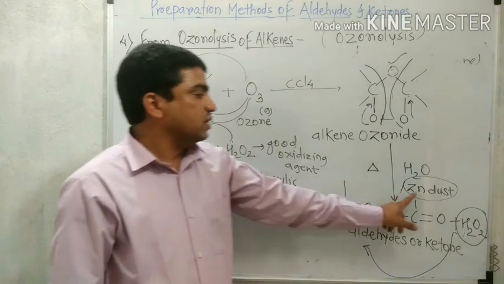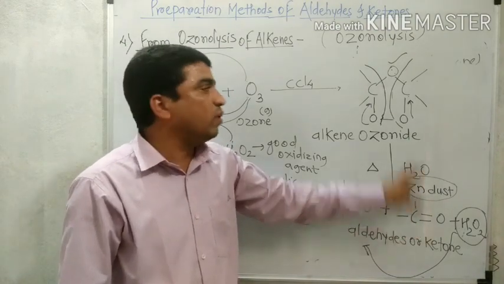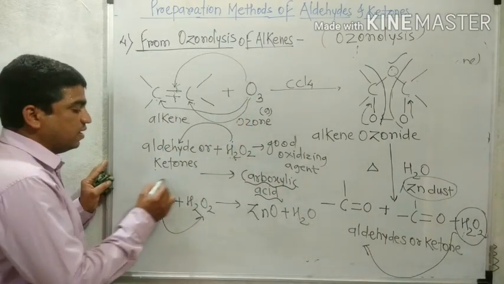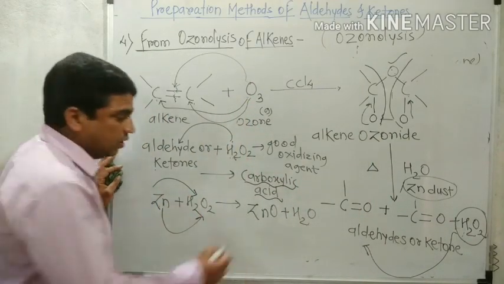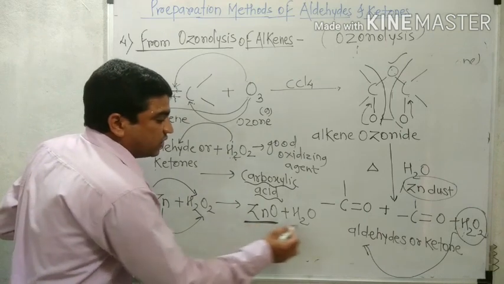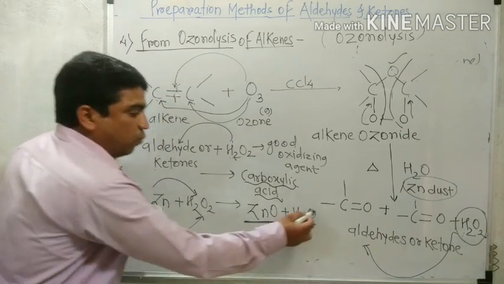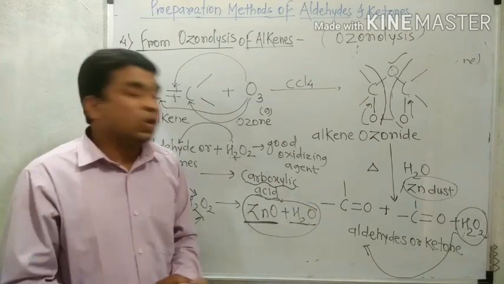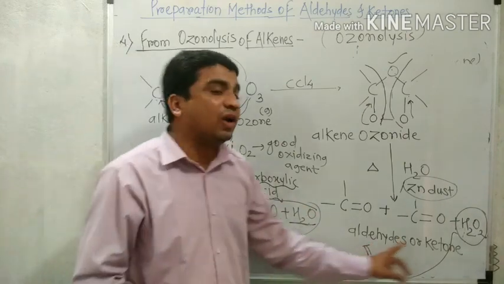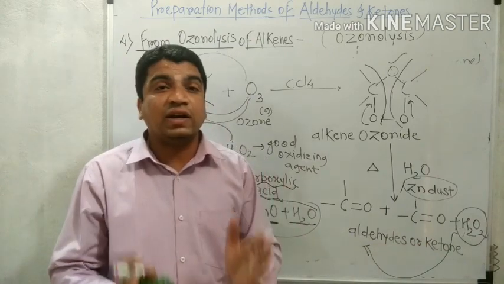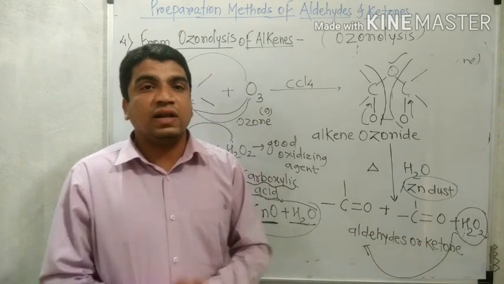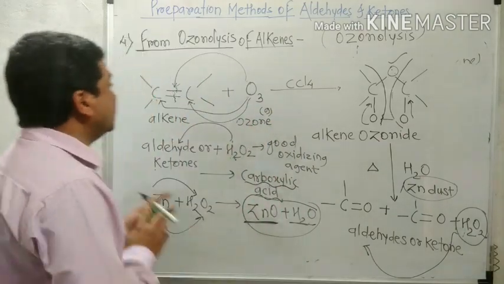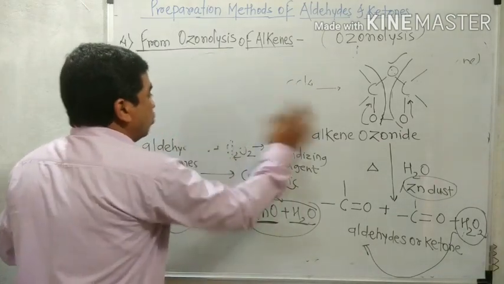Therefore, zinc dust is added in the second step of the ozonolysis, because this zinc combines with the hydrogen peroxide to form zinc oxide and water, and both these products are not oxidizing agents, so they cannot harm the aldehyde or ketone. Therefore aldehyde and ketone remain as products in the reaction. No carboxylic acid is formed. That is about the general reaction of ozonolysis.